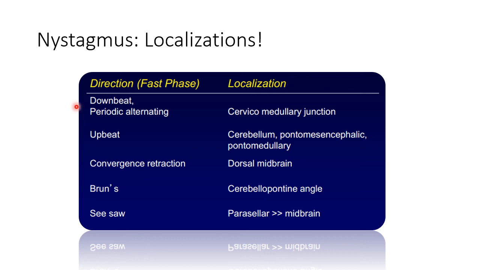Now for localizing nystagmus. So downbeat or periodic alternating nystagmus localizes to the cervicomedullary junction. Upbeat nystagmus is non-localizing and can be seen anywhere in the posterior fossa, the cerebellum, the pontomesencephalic or pontomedullary areas. Convergence retraction nystagmus localizes to the dorsal midbrain, and then Bruns' nystagmus, as I said earlier, localizes to the CP angle. And then we have seesaw nystagmus, where the one eye goes up and the other one goes down in an alternating fashion, which localizes to the parasellar region and rarely to the midbrain.